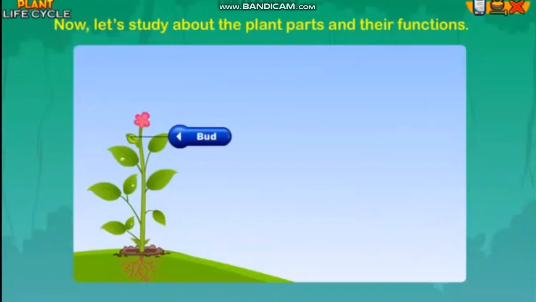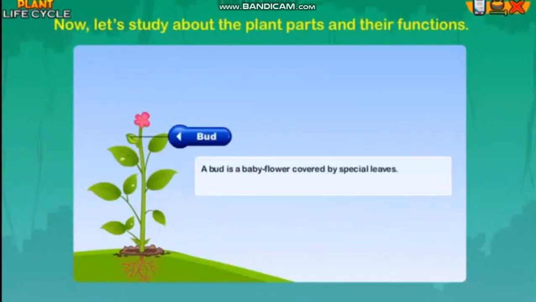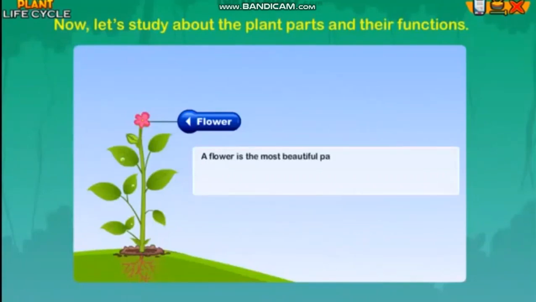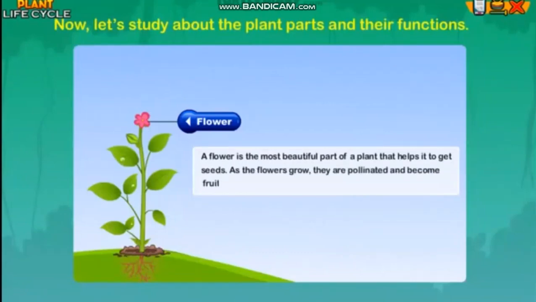Bud. A bud is a baby flower covered by special leaves. These buds open up and become flowers. Flower. A flower is the most beautiful part of a plant that helps it to get seeds. As the flowers grow, they're pollinated and become fruits. In these fruits, we can find the seeds of this plant.